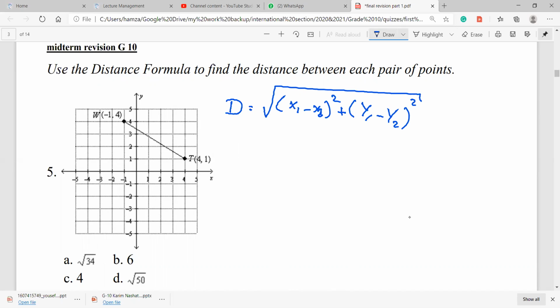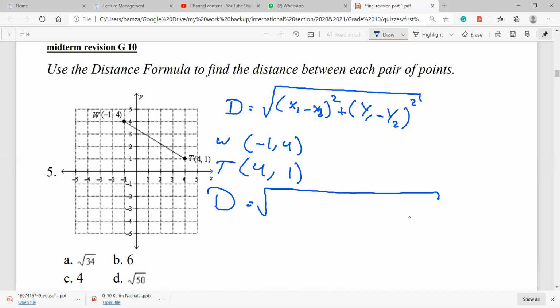So if we wanted to find the distance between W and T, W is what, guys? W is (-1, 4). This is W. And T is located at (4, 1). And we wanted to find the distance. So the distance formula will be like this, square root of a bracket power 2 plus another bracket power 2. We'll take first with first and second with second.